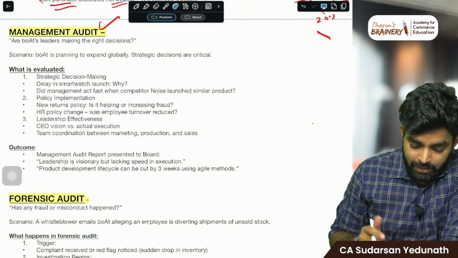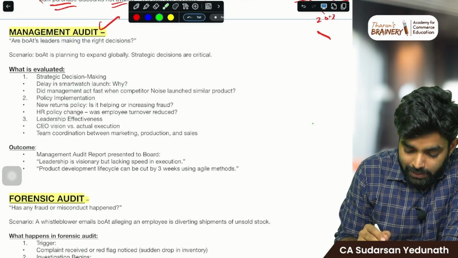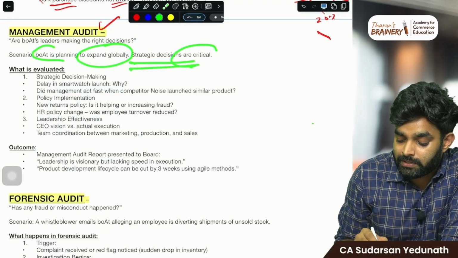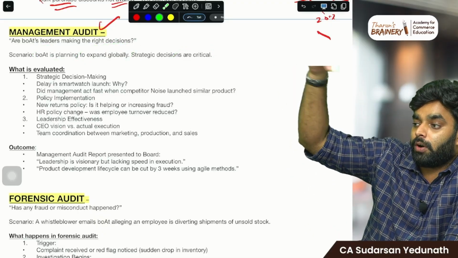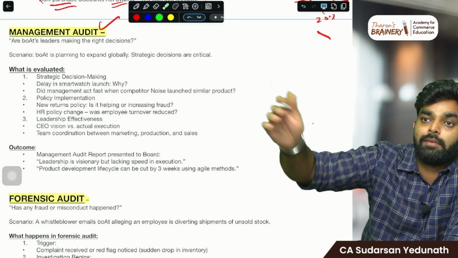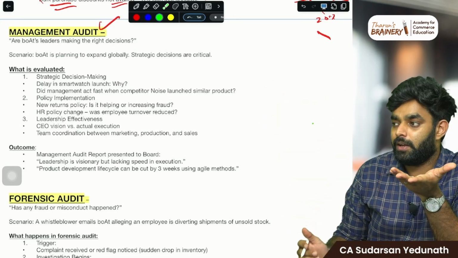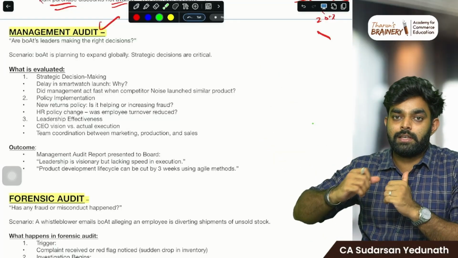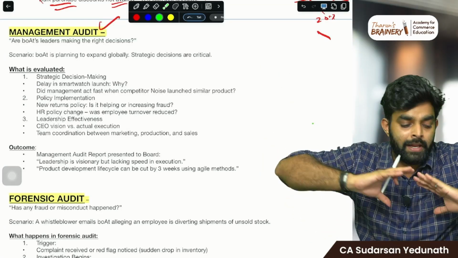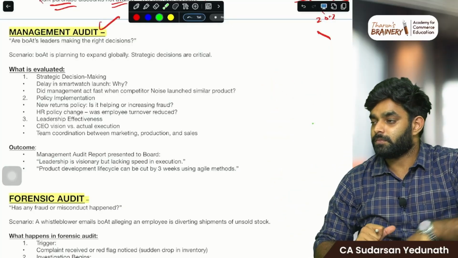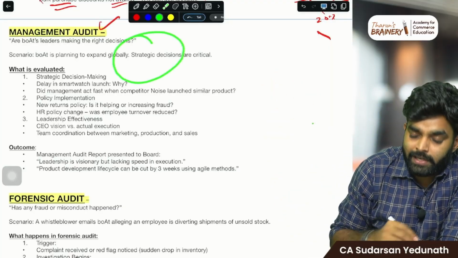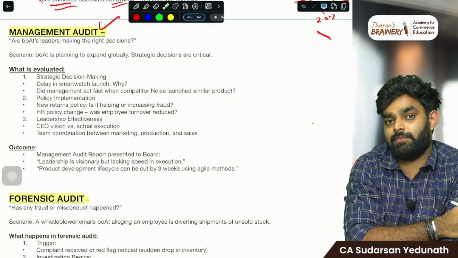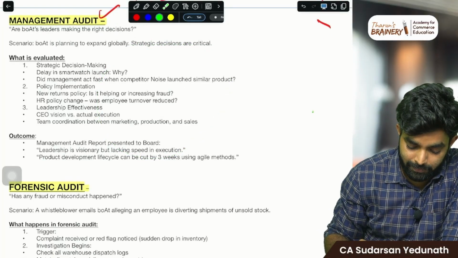Got it, right? Like evaluating the strategies taken by the company. The board is planning to expand globally. Strategic decisions are critical. Should the company expand, or should it focus on India? Now the board has dominated India, but is it the right time to expand, or should it wait in India for two more years to completely dominate the Indian market? These are strategic decisions, and the management auditor is the person who looks at whether these decisions were correct or not.